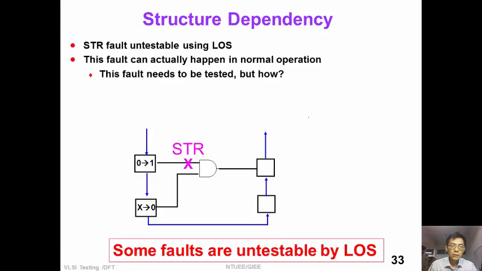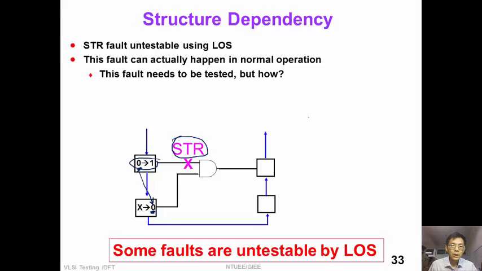Consider this slow to rise fault. To detect this slow to rise fault, we will need a 0 to 1 transition. In the second vector, the side input must remain non-controlling value. However, because this 0 is shifted to this scan flip-flop, this is a conflict, so we cannot detect this slow to rise fault using long chunk shift operation.